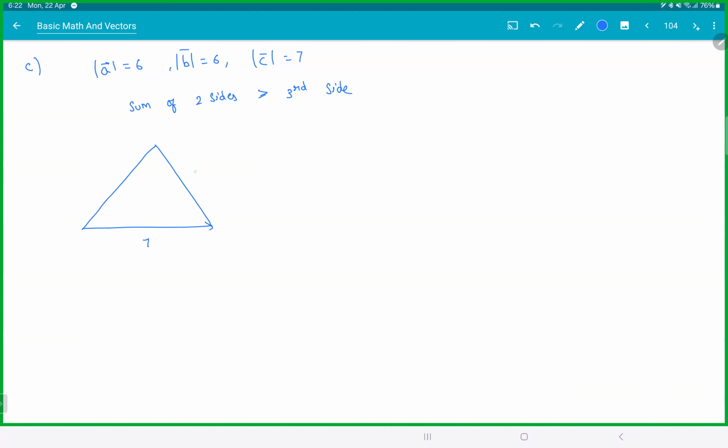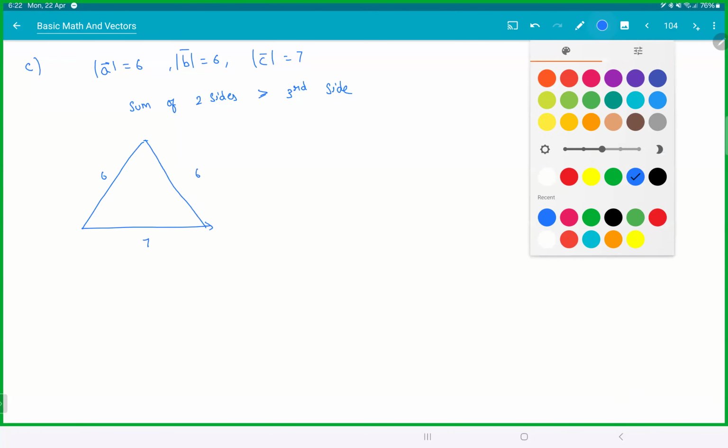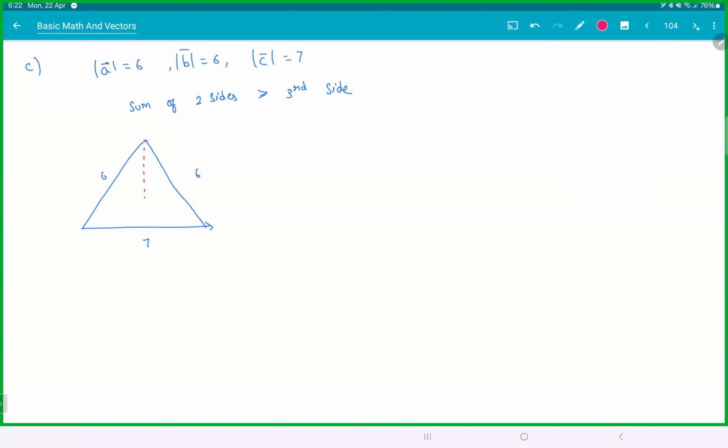If you see, this is 7, this is 6, and this is 6, it's actually an isosceles triangle. So from here, if you drop a perpendicular, and call this angle alpha, this angle is also alpha. This side will be 7 by 2. So we can clearly see cos alpha is 7 by 2 by 6, which is 7 by 12.